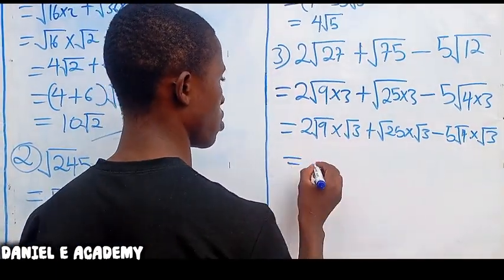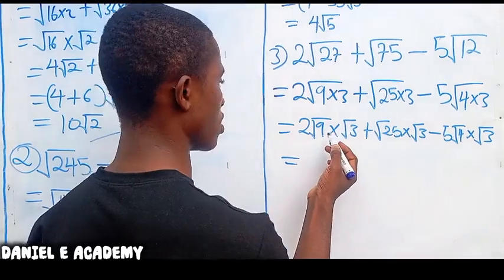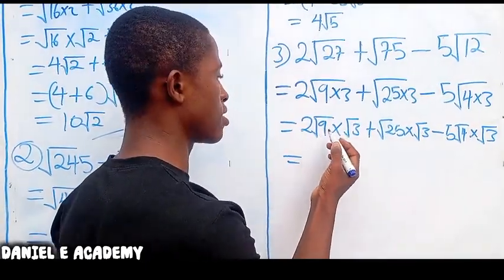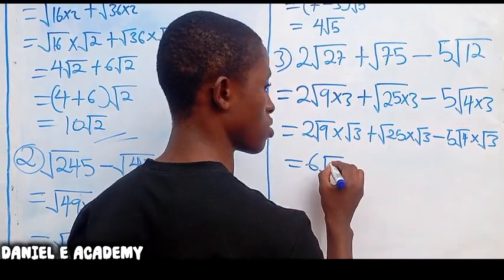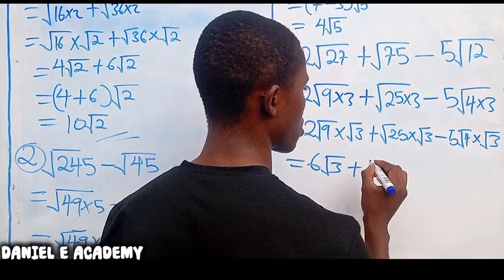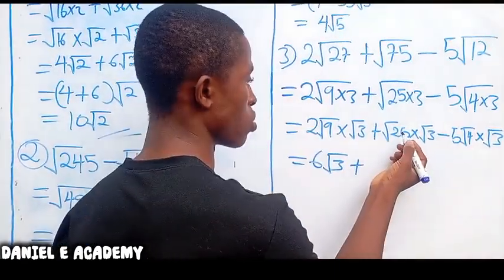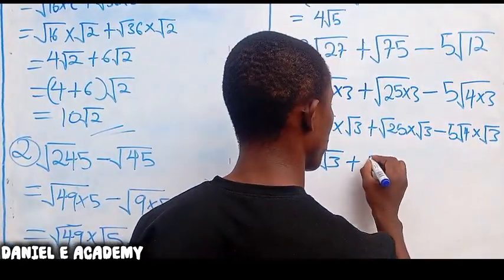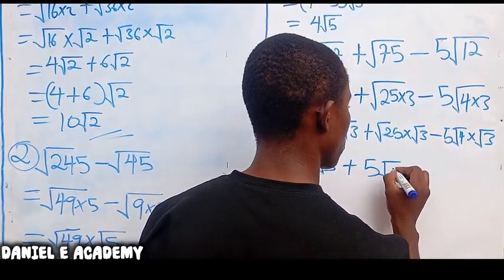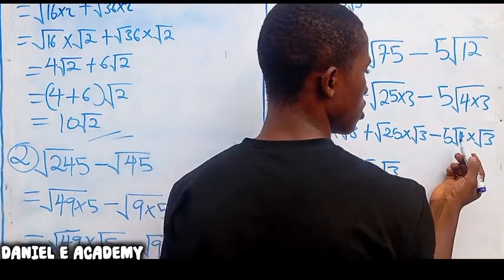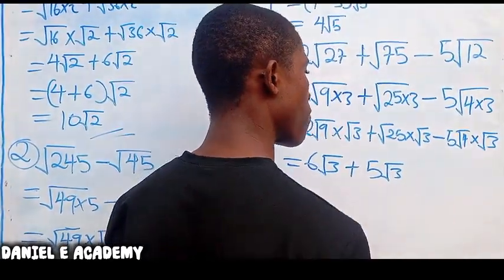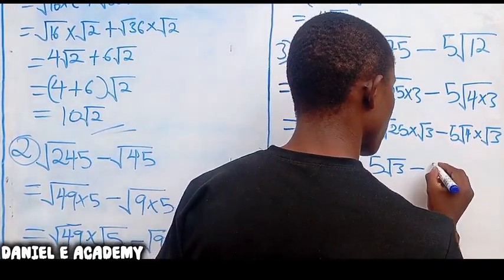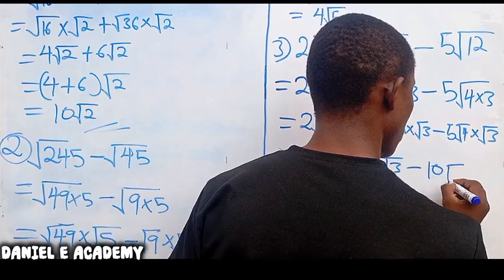Then we have 2 root 9. Root of 9 is 3. 3 multiplied by 2 is 6, so 6 root 3, plus root of 25. Root of 25 is 5, so we have 5 root 3. Root of 4 is 2. 2 multiplied by 5 is 10, so minus 10 root 3.